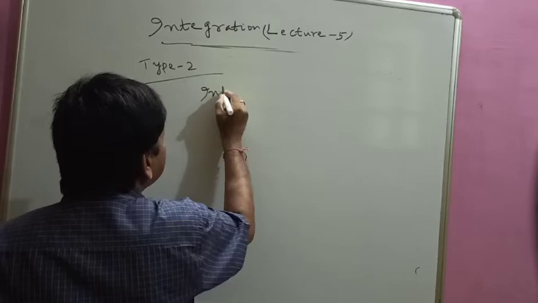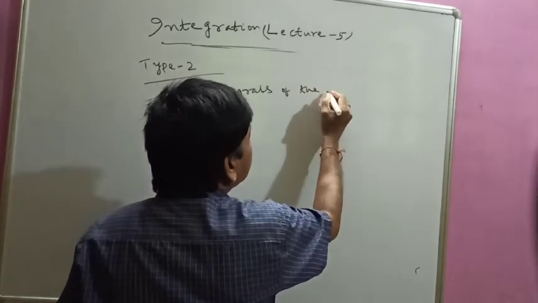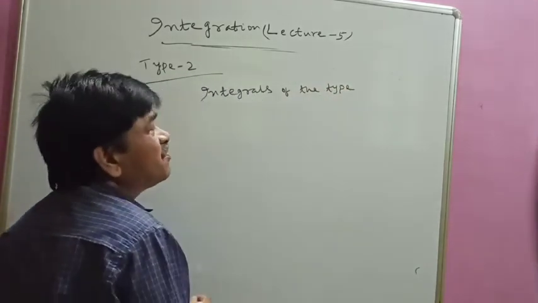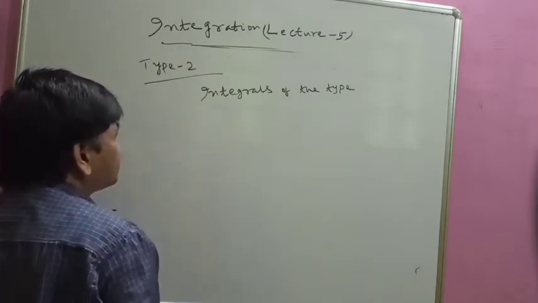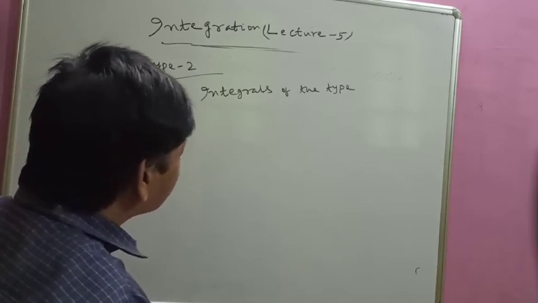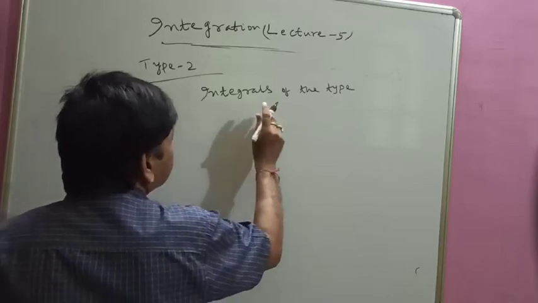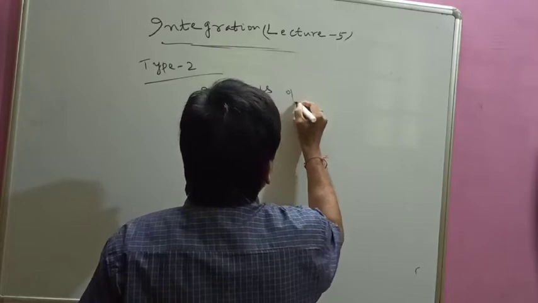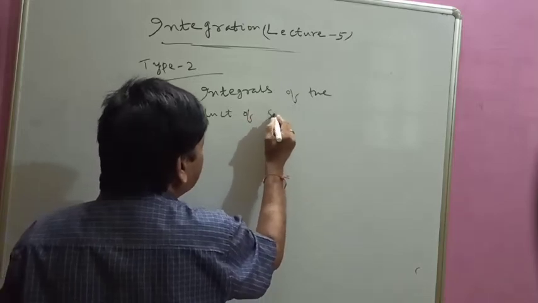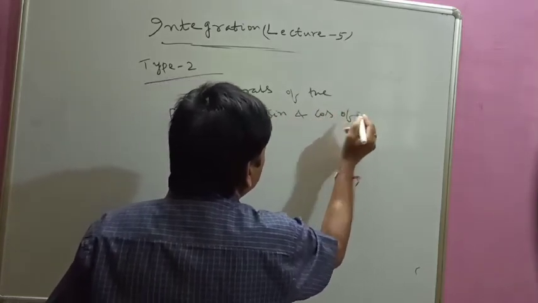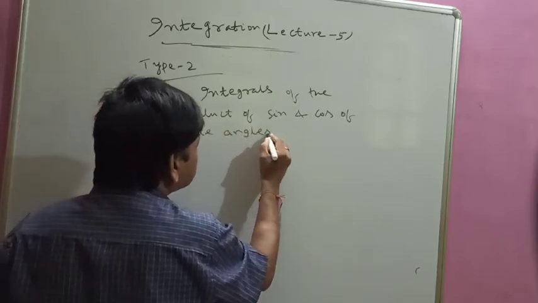That is, you write integrals of the type, integrals of the product of the sine and cos of multiple angles. Okay. Integrals of the type: you write integrals of the product of sine and cos of multiple angles. Okay, sine and cos of multiple angles.